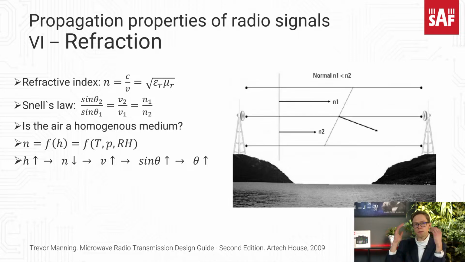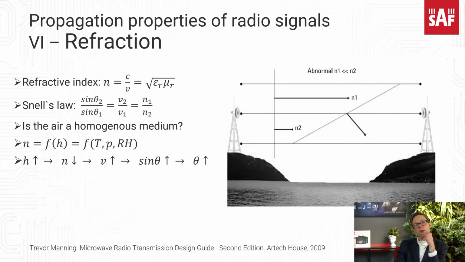But due to the fact that air is not homogeneous, in the normal propagation in a normal atmosphere, the refractive index decreases with the height, with the altitude. We have this normal behavior of the radio beam. We have this bending toward the Earth.